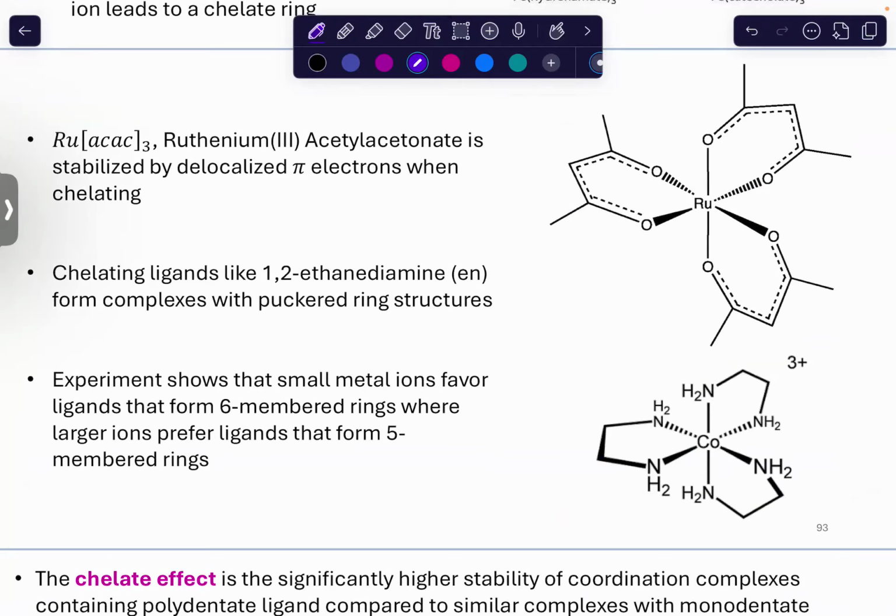Here you have the ruthenium attack. See, that's the thing. All of these are abbreviations. Acetylacetonate. You could pronounce it like that, and people would know what you're saying. It'd just be weird. So with chelating, you get a stabilization with this one, because then bonds are broken. You end up getting delocalized pi electrons.